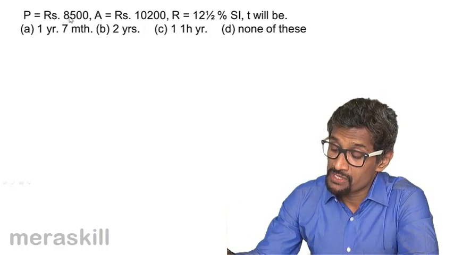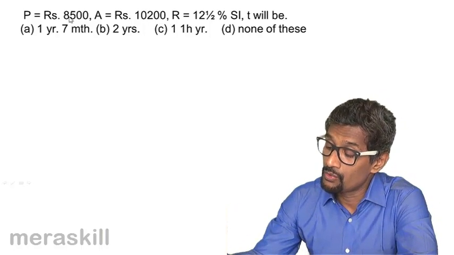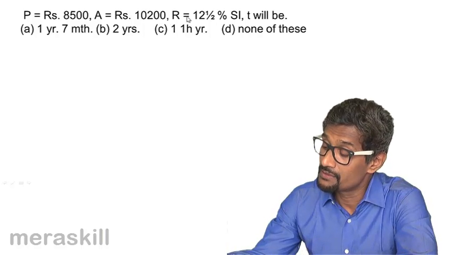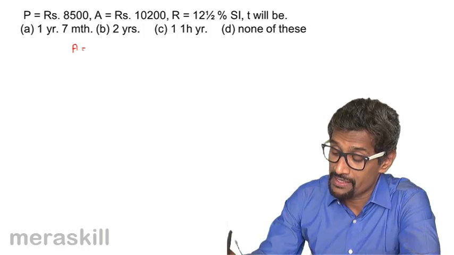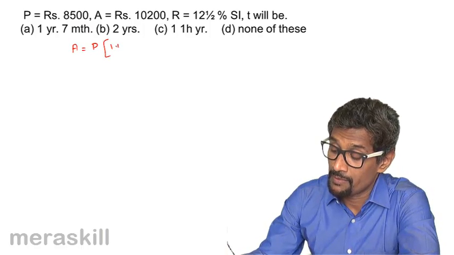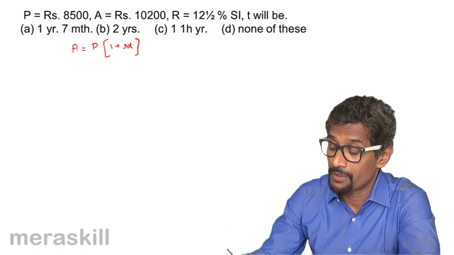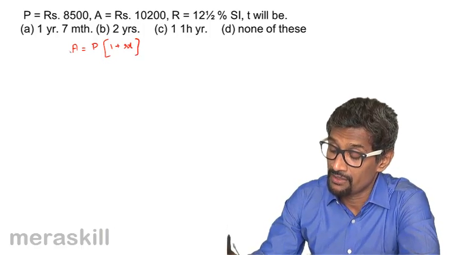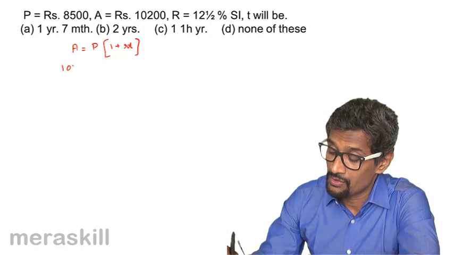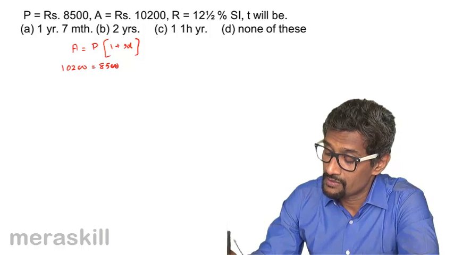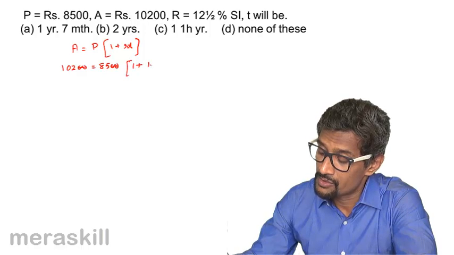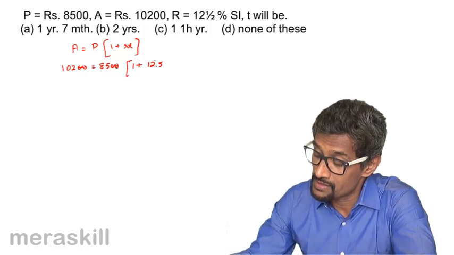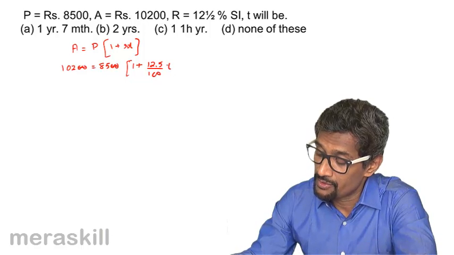Then the principal is rupees 8,500, the amount is so and so, and the rate is 12.5%. Time would be what? So you have again the same kind of principal. So you have A is equal to P into 1 plus RT, or depending upon the rate, you can even write it as RT by 100. So the amount is going to be 10,200 is equal to 8,500 into 1 plus R, which is 12.5 upon 100, into T.